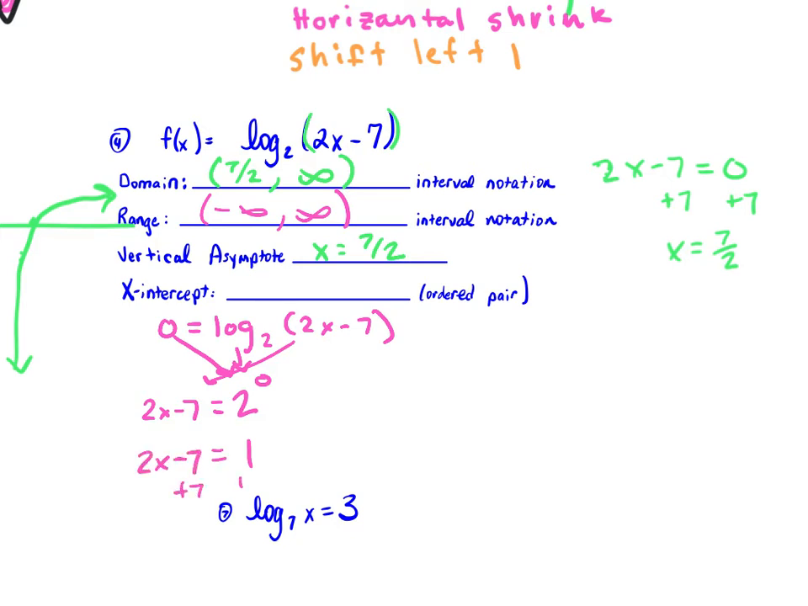We add 7 to both sides. So 2x is equal to 8. Divide by 2. X is equal to 4. How would we write our x-intercept? (4, 0). Yep.